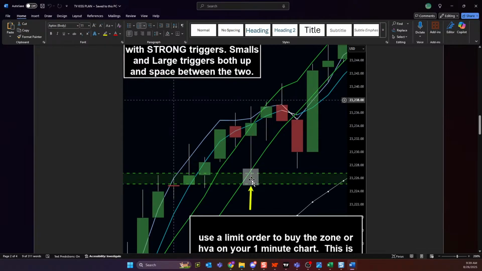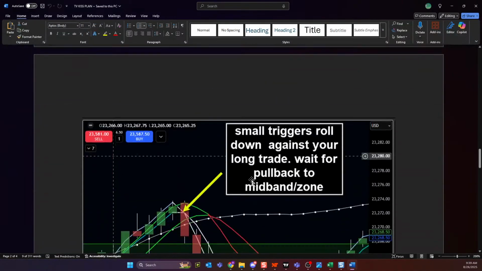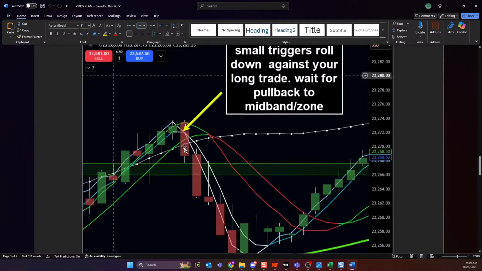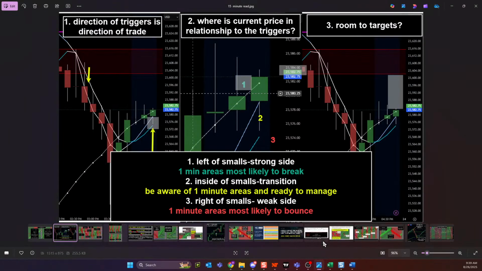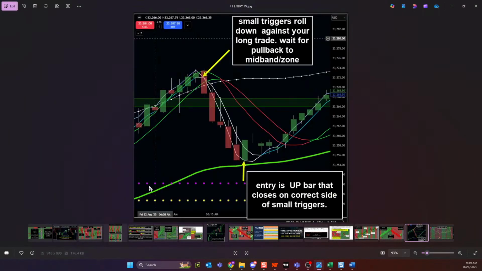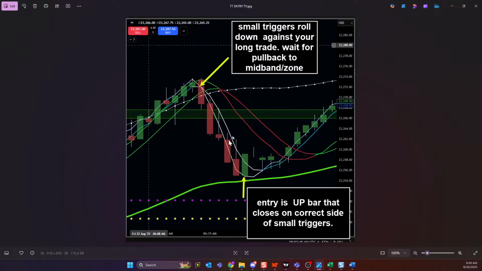Momentum fails, guys, and when momentum fails, the small triggers turn against you. This is your second entry. This is a trend trade style entry. If the small triggers turn against you, if they pinch, if they roll, if they open up, your job is to wait for a pullback, to wait for the market to go down or up to that next area, that further area.